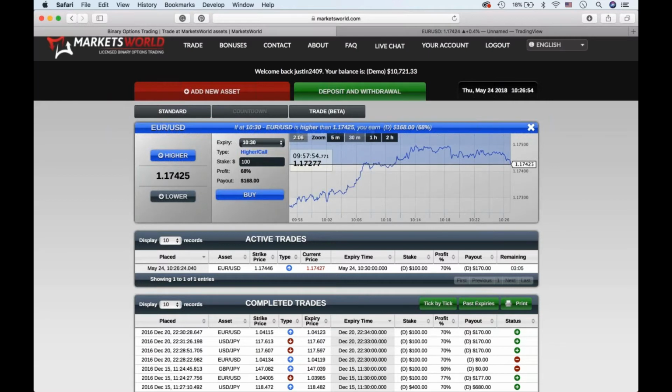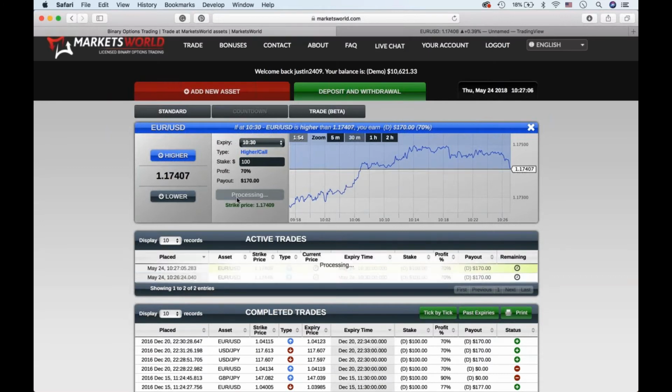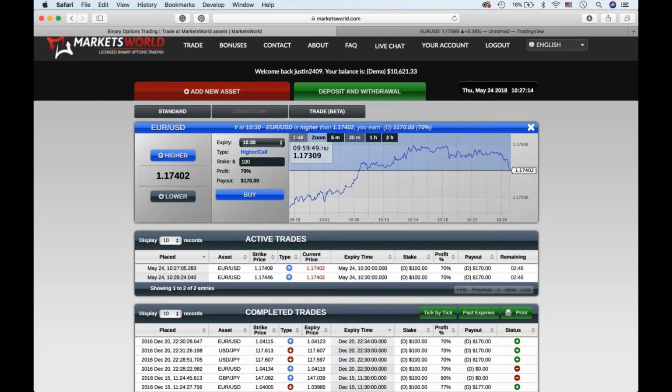I might get another entry here because it didn't give me the exact strike I wanted. So I'm just gonna get another one right now at 411. Okay, now it gave me a better strike at 409. This is really a good one. And we have around 3 minutes to go.